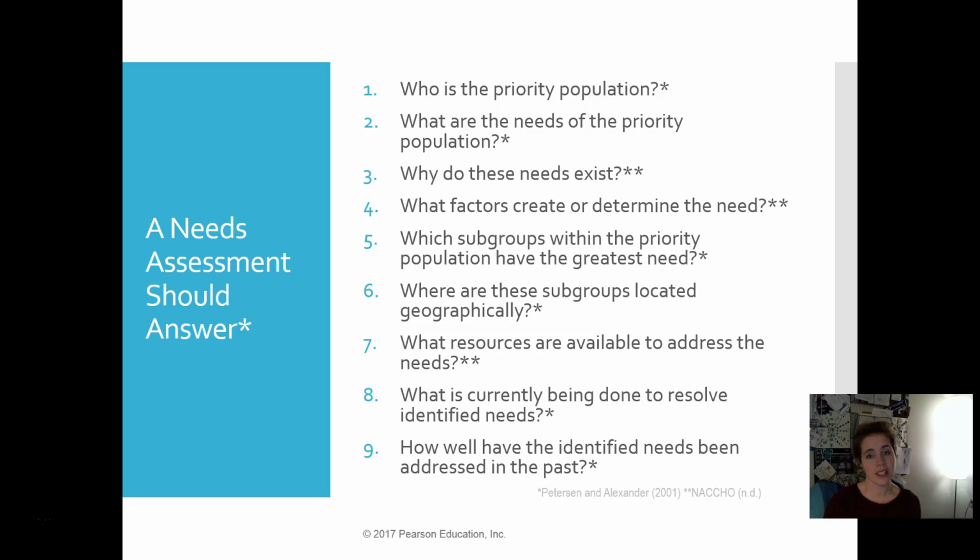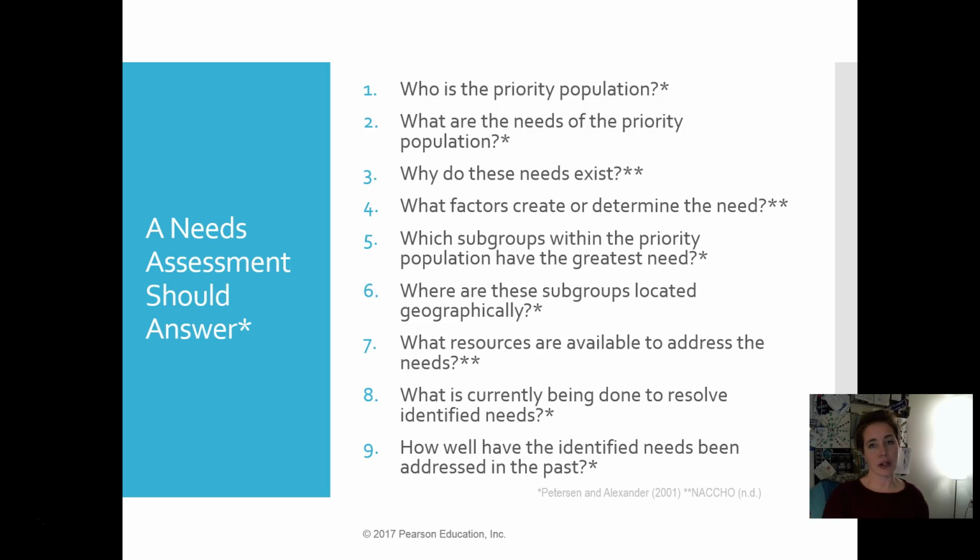So we have to first ask ourselves, who is the priority population? What are the needs of the priority population? Why do the needs exist? So like we talked about in class the other day, it's important not only to understand what the needs are, but to understand the context in which those needs have arisen in the community, what creates and determines those needs, and subgroups of that population who might be in greatest need.